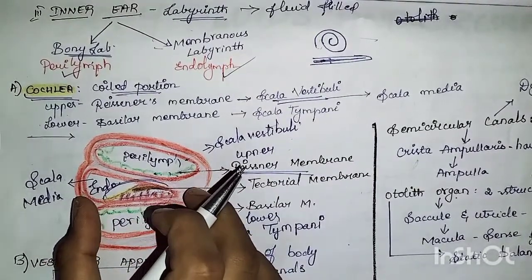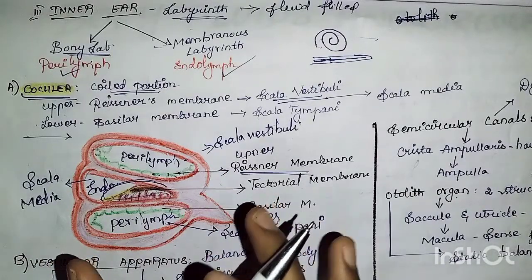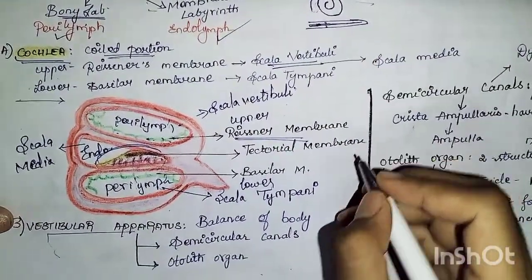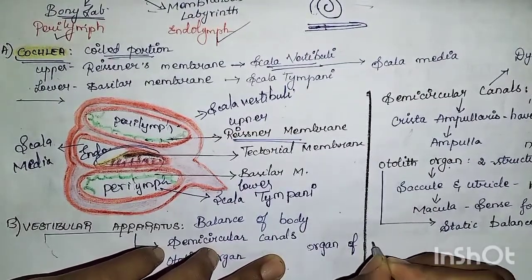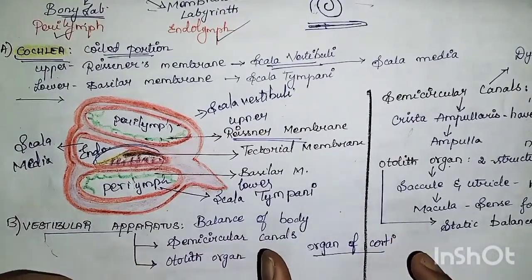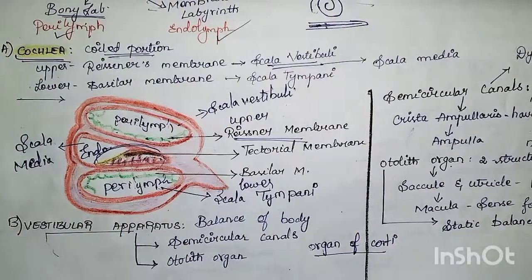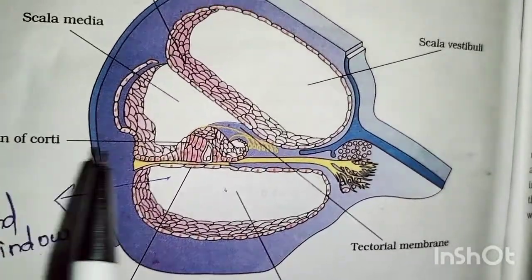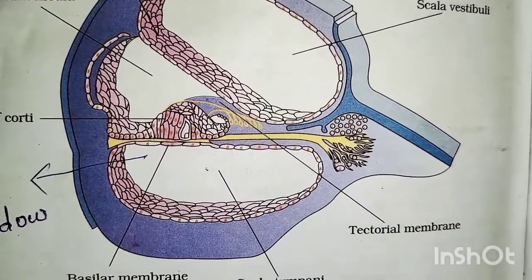Now this part is the important part where the main assimilation of the sound takes place: the organ of Corti. I'll write here, organ of Corti. Clear? Organ of Corti is the main part of the ear which amplifies the sound. See this part. So this is the organ of Corti. Clear?